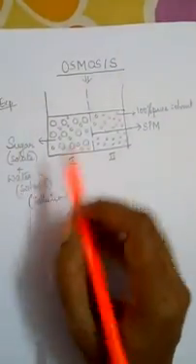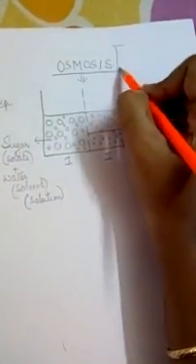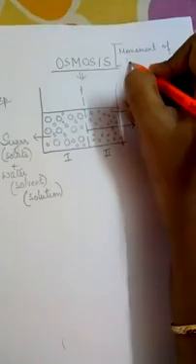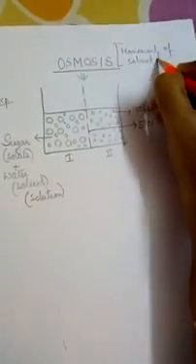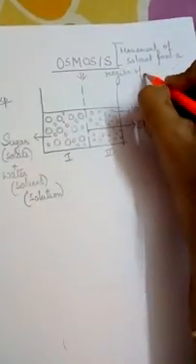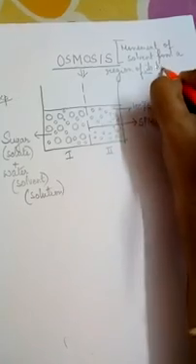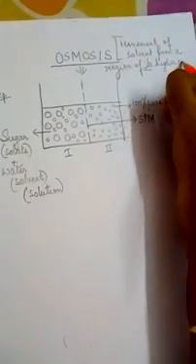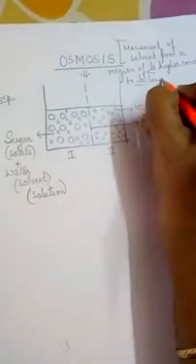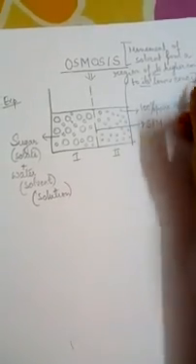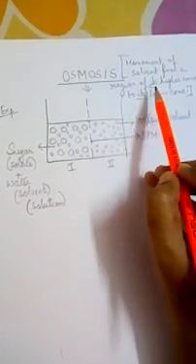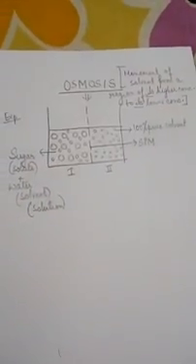Now what is osmosis? By the definition of osmosis, we say that osmosis is the movement of solvent from a region of its higher concentration to its lower concentration. Now what do you understand by this statement? You see I have underlined the word "its." So there is a very significant meaning for this "its."